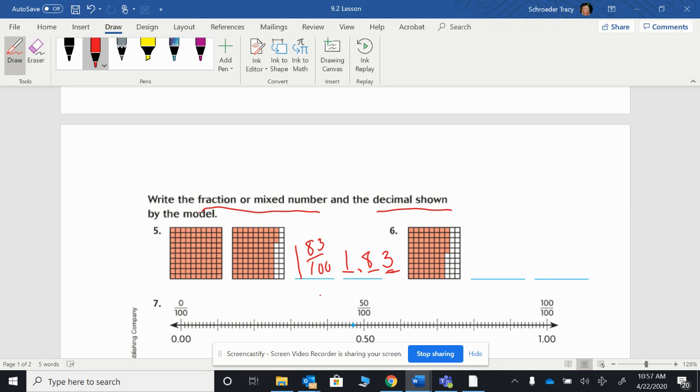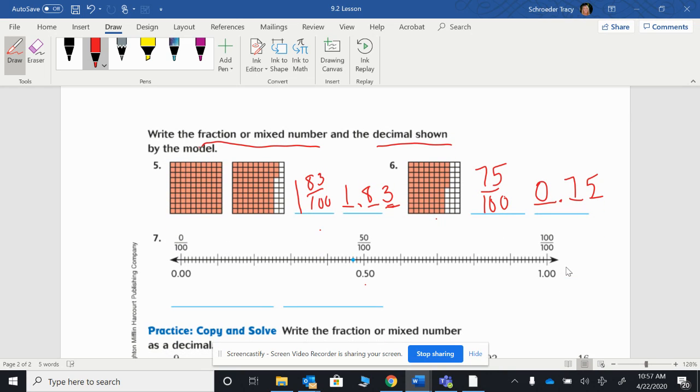In this model, there's no whole, so I don't have to worry about writing the whole. I know it's out of hundredths. And when I write as a decimal, I have no wholes, and then I have some hundredths. How many do I have? I have 10, 20, 30, 40, 50, 60, 70, and 5 more. So I have 75 hundredths. That is written as 75 hundredths.